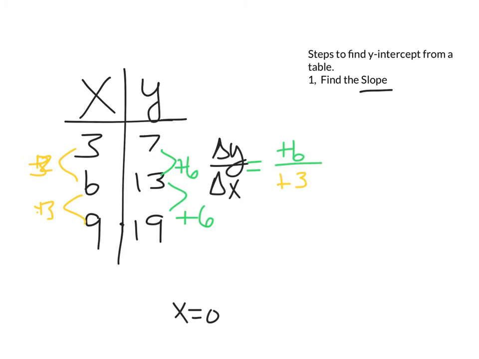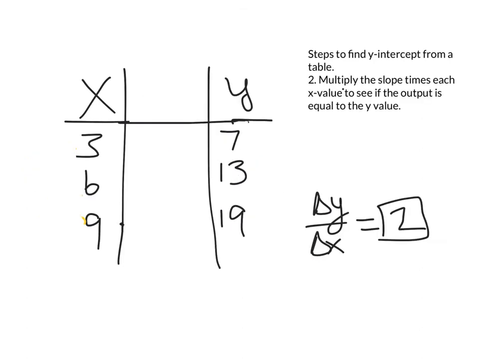So now this becomes a division problem, and I want to know, what is 6 divided by 3? That tells me my slope is equal to 2. Okay, so we found the slope, and what we found from our change in y over change in x here is that our slope was equal to 2. All right, so that was step 1.